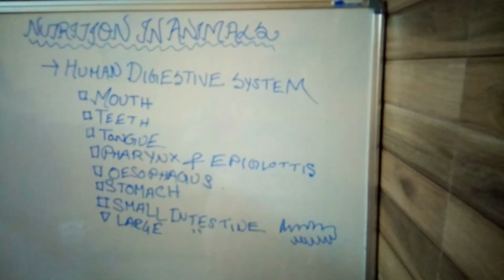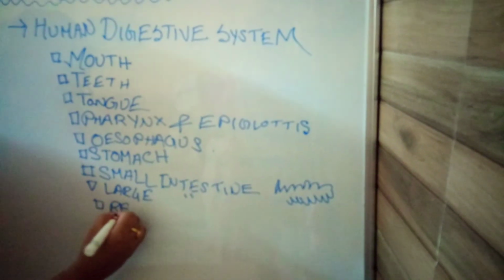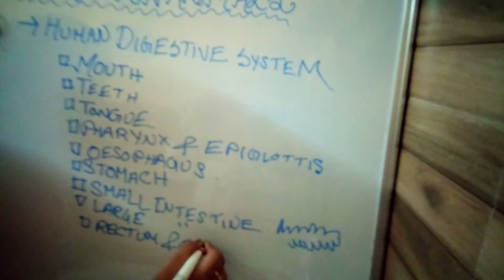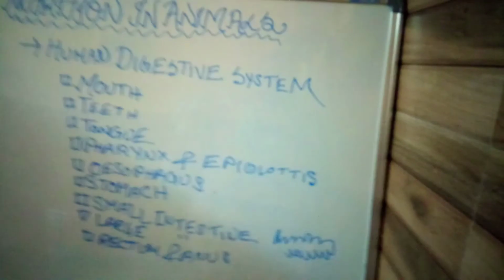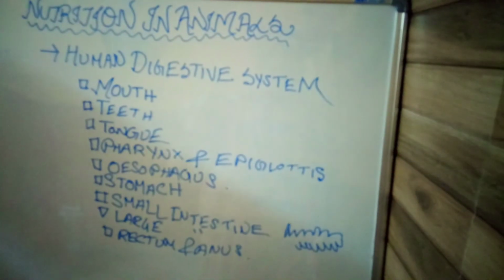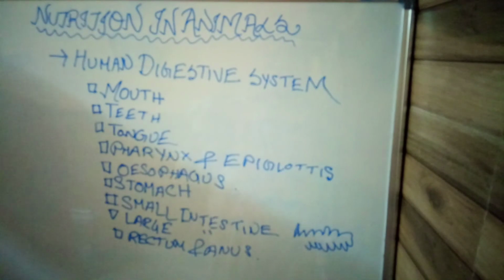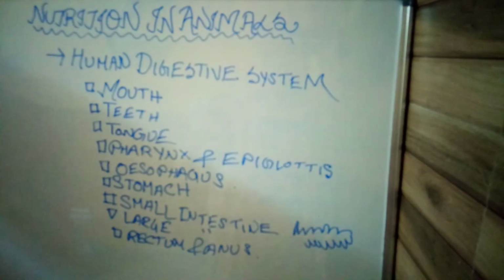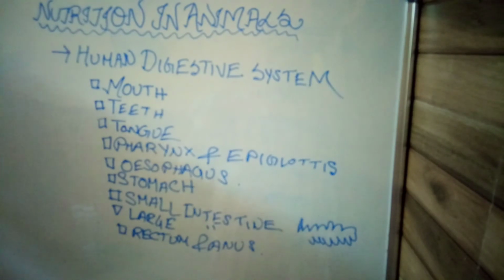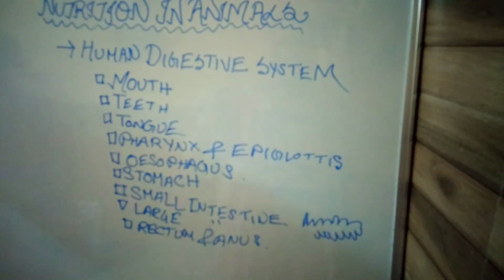Now rectum and anus. The rectum is a chamber that begins at the end of the large intestine and ends at the anus. When the stool passes into the rectum, it causes an urge to defecate and release the stool out of the anus. Now we will read about the digestive glands.